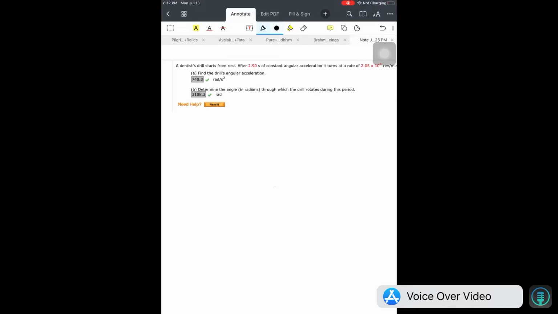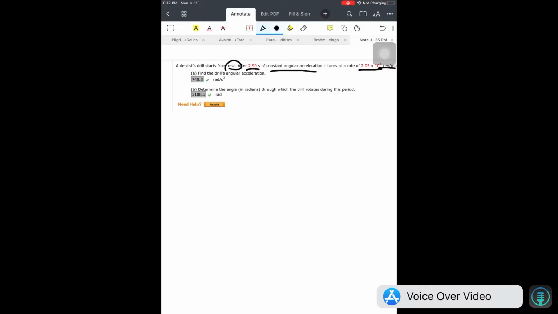Hi guys, this is a question from chapter 7. The question says, a Genesis drill starts from rest, and after 2.9 seconds of constant angular acceleration it turns at a rate of 2.5 times 10 to the fourth rev per minute. A says, find the drill's angular acceleration.